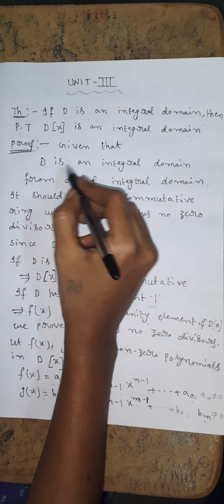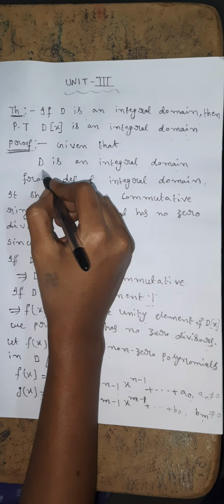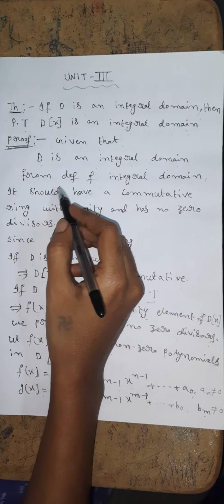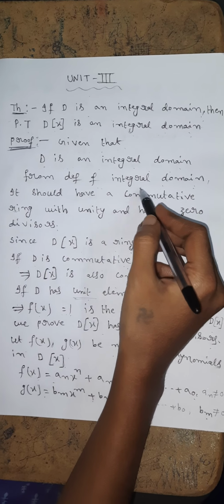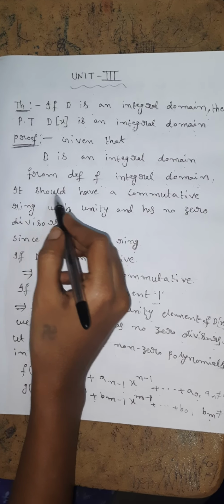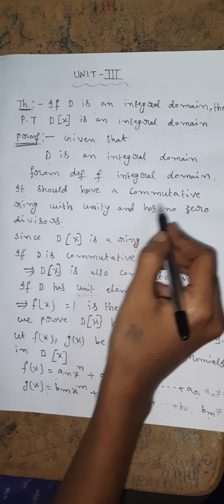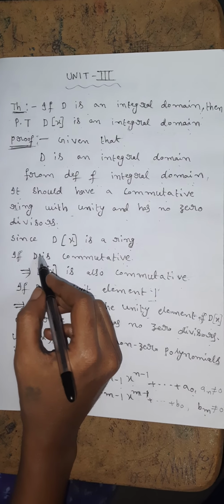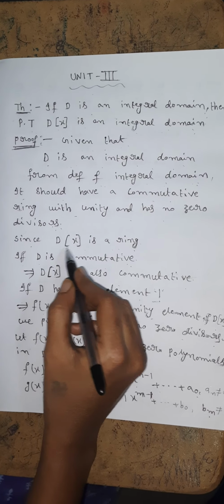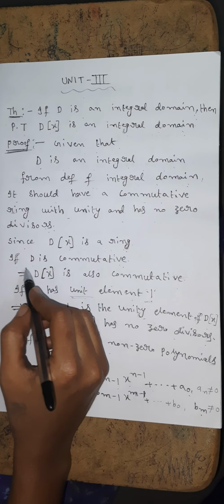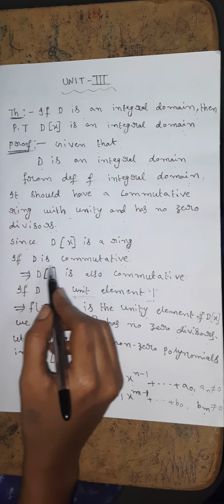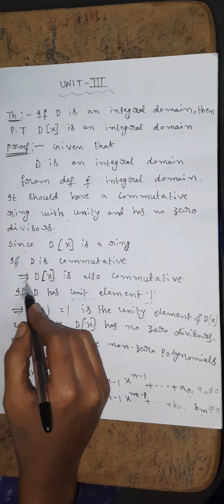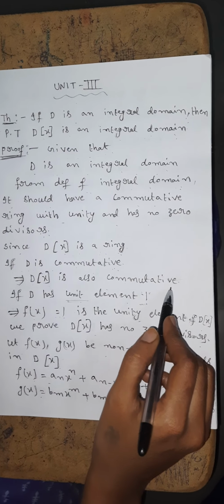So what is the given value here? Given statement, D is an integral domain. From definition of integral domain, మనకి integral domain definition నుంచి it should have a commutative ring with unity and has no zero divisors. Since D[x] is a ring, రింగ్ అంటే మనకి కమ్యుటేటివ్ కూడా ఉంటుంది కదా. So if D is commutative, that implies D[x] is also commutative.